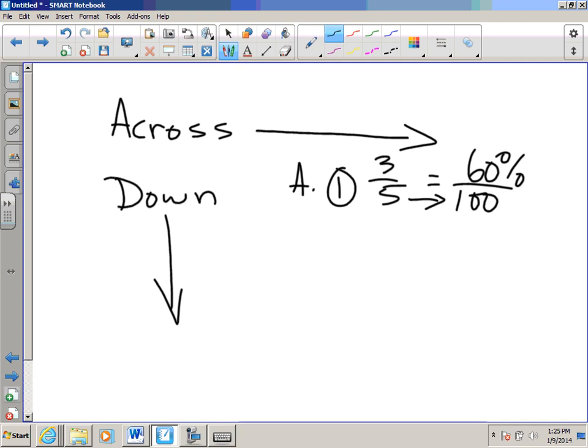So, you find 1. There should be 2 boxes right there. Put in a 6, 0. You're not putting the percent sign, because there's no room for it. You're just going to put the 60. That's going to represent 60%.